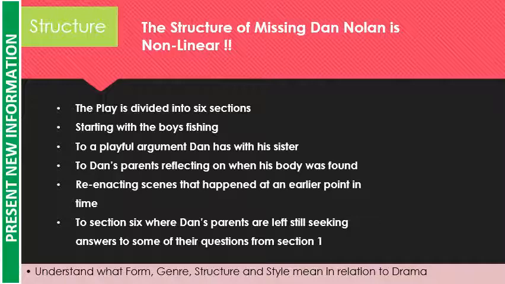Then we've got reenacting scenes that happened at an earlier point in time, and then it goes all the way to section 6, where Dan's parents are still left seeking answers to some of their questions from section 1, and again that moment when they go down to the pontoon is replayed. So the structure of Missing Dan Nolan is non-linear. It is not shown in that chronological order.